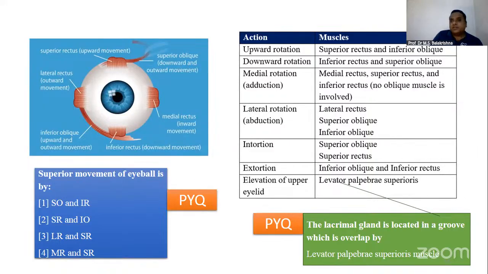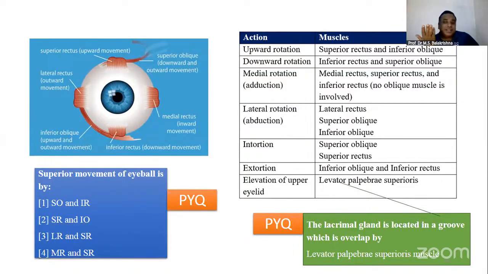Next, these are the actions and functions of these muscles: upward rotation, downward, medial, lateral, intorsion, extorsion, all those things. You should learn these muscles in a very nice manner. I will teach this again in oral surgery, because whenever there is a fracture, the muscles of the eye get disturbed.